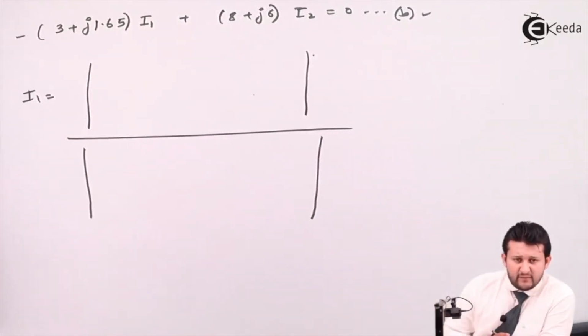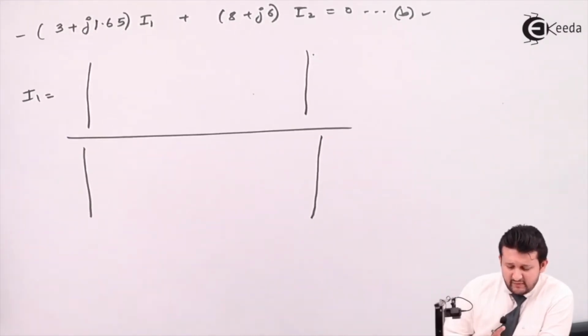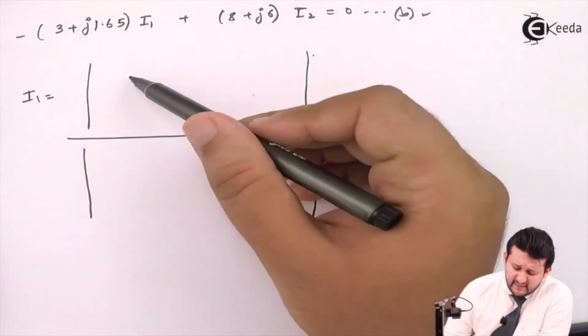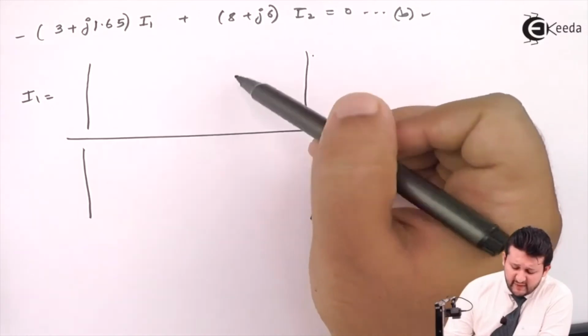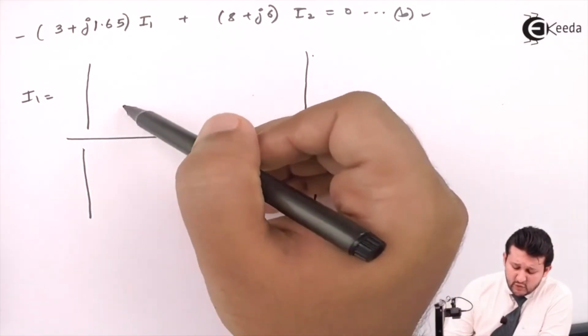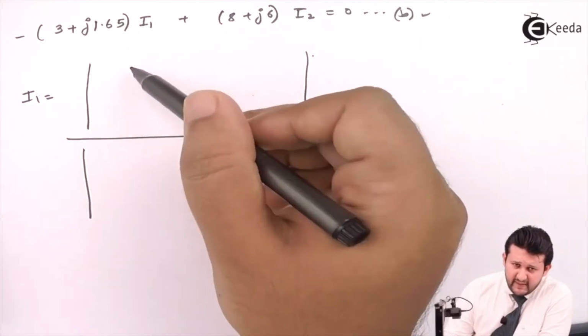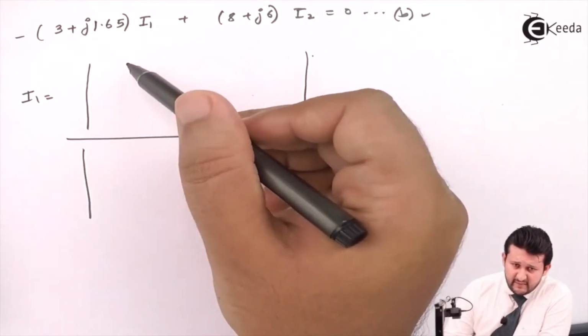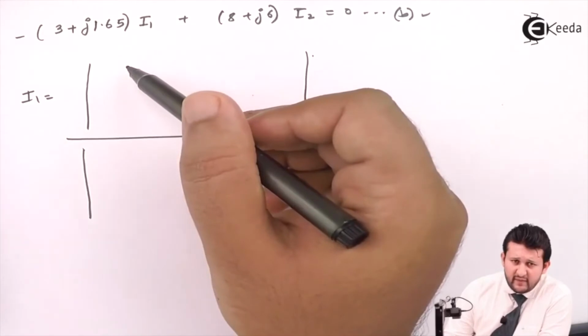For I1 and I2, your denominator will remain the same. Only the change will be in the numerator. So let's look very carefully for I1. If I need to find I1, this is my column for I1, this is my column for I2. My column of I1 should be replaced by the RHS of both the equations.